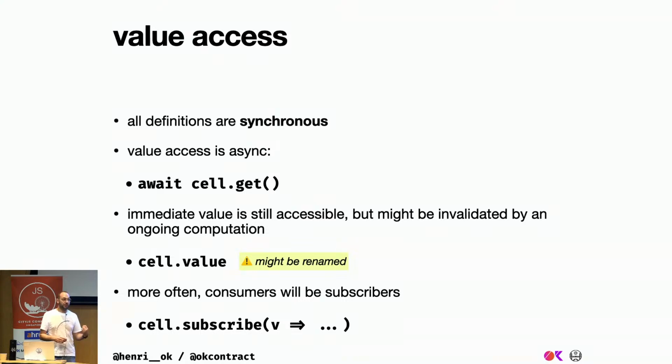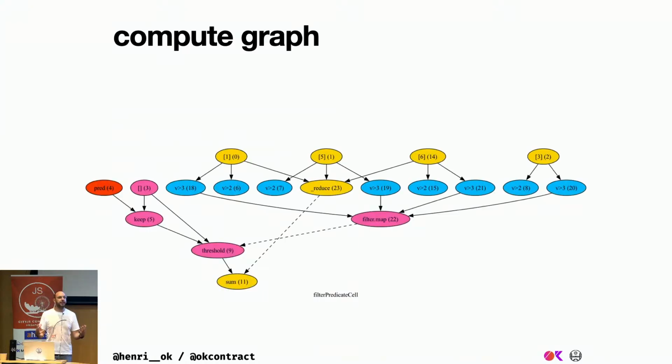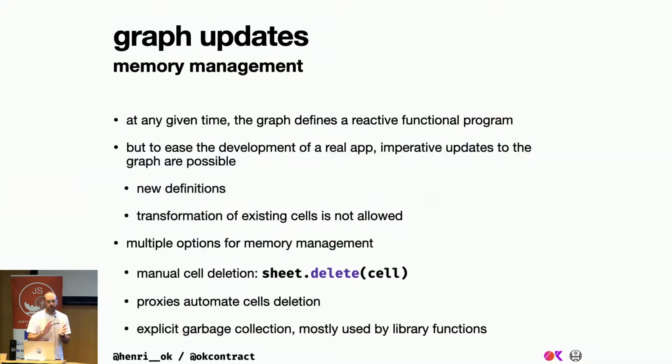But more often, what you want is just to subscribe and basically create a subscriber which will react to the changes of that cell. And that leads basically to building a compute graph. When you define all your cells, whether they're value cells or map cells, basically you're building a graph of all the computations that will happen in your app when your app is running. And you define this graph beforehand, and then basically at runtime, you just run it. So at any given time, this graph gives a functional program. It's very easy to add new definitions, but transformation of existing cells is never allowed. It's immutable.